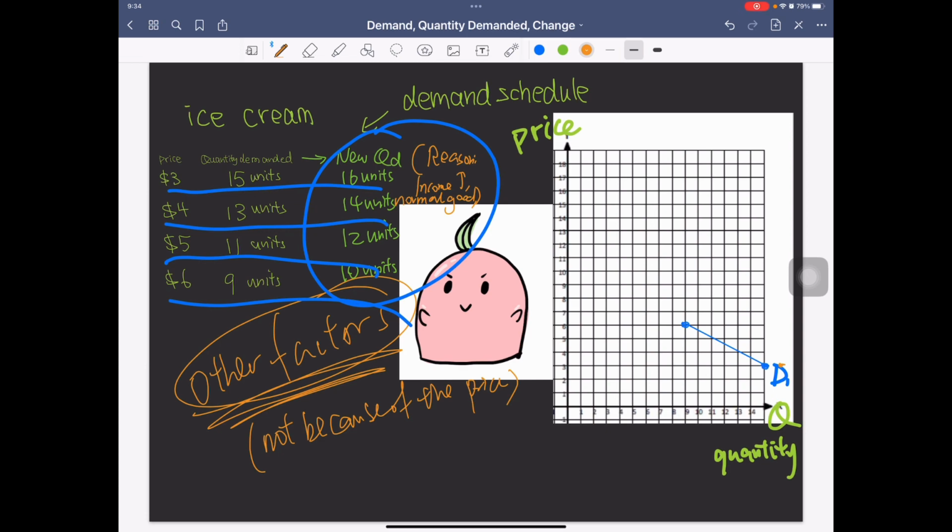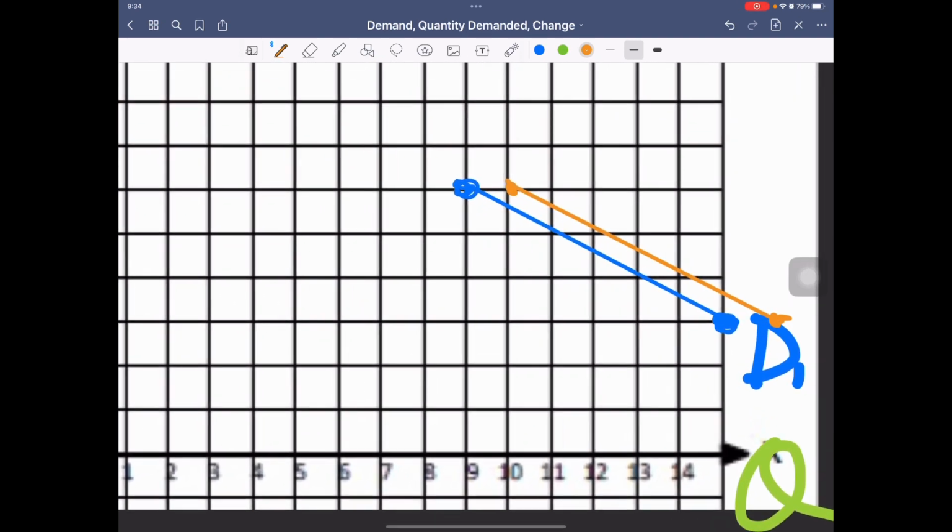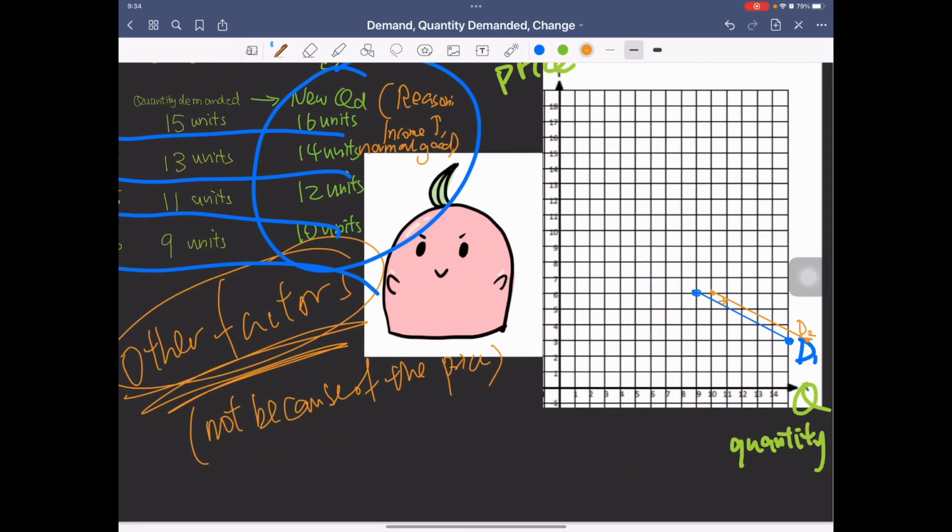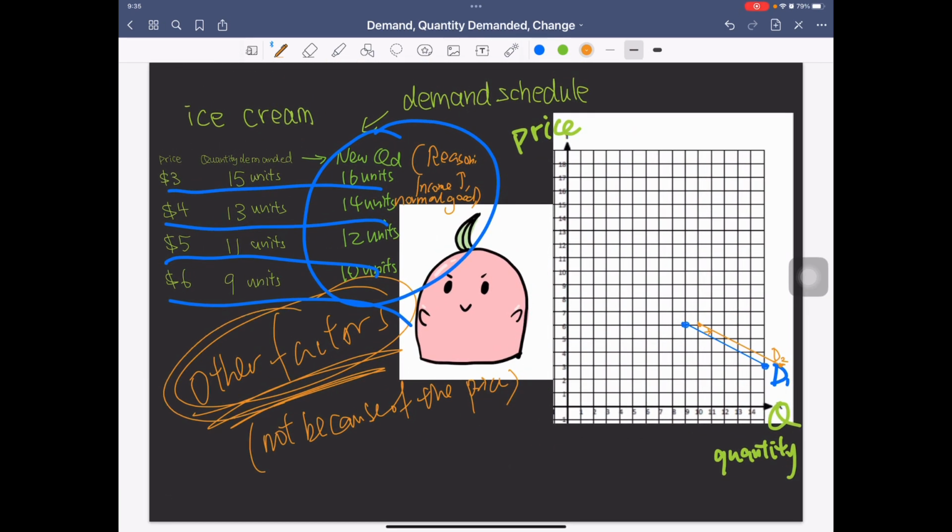I have no space here, hope you can understand it. At the price of 6, the new quantity demanded is 10 units. You can observe the new demand curve as D2. Now there is an increase in demand. There is a rightward shift of the demand curve, and it is due to other factors. The factor affecting here is that my income increased. I treat ice cream as a normal good, that's why the demand increased.